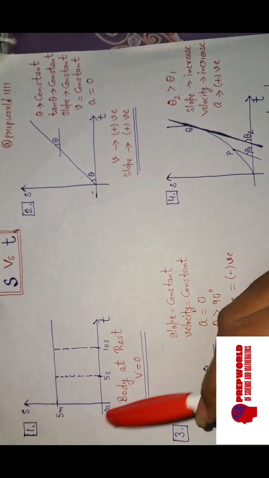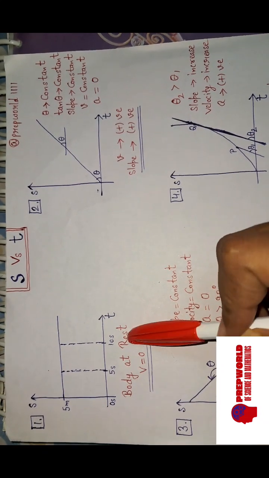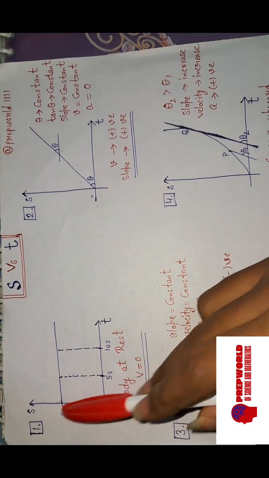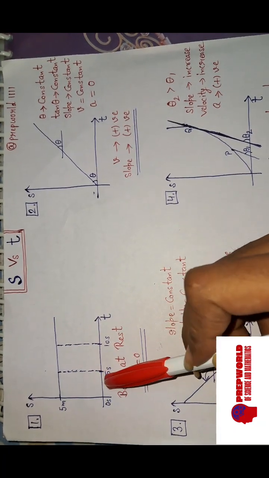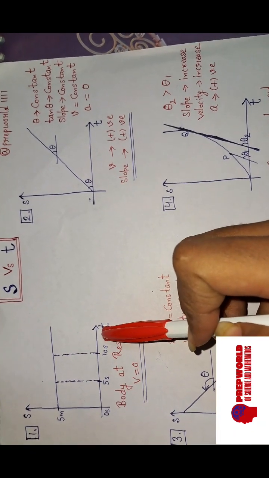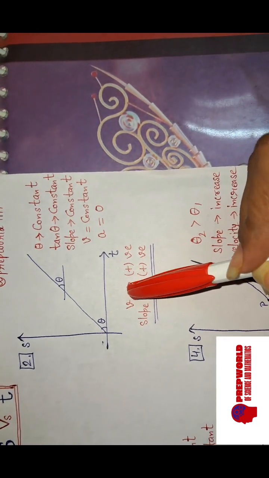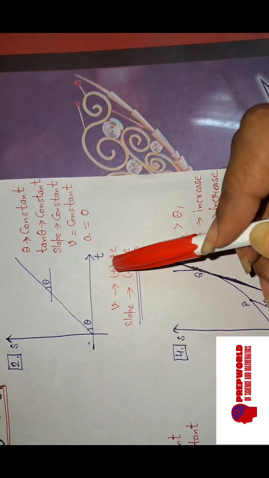So the first graph is when the body is at rest. When the body is at rest, then velocity is equal to 0. So the S versus T graph should be a straight line parallel to the time axis. Okay. Now the second graph is when we are having positive velocity.